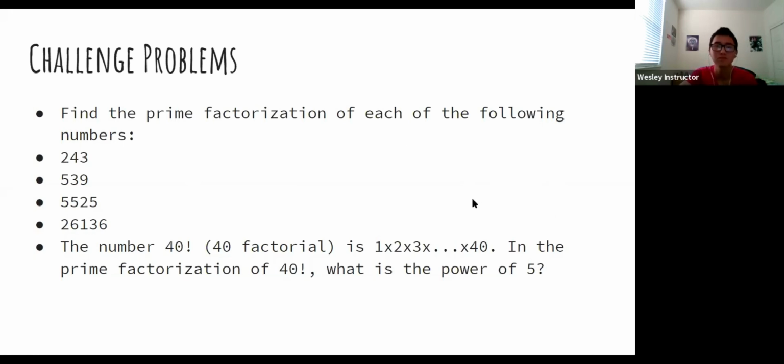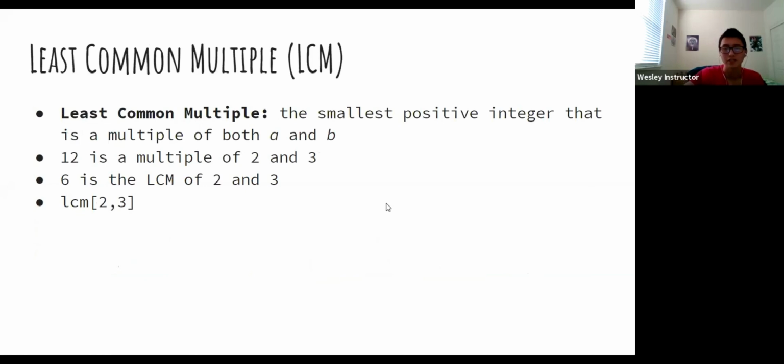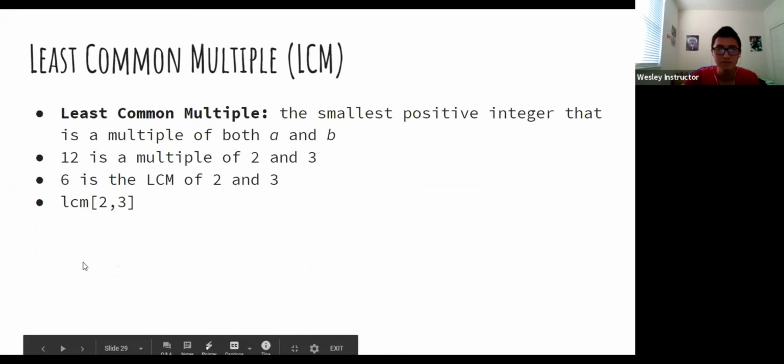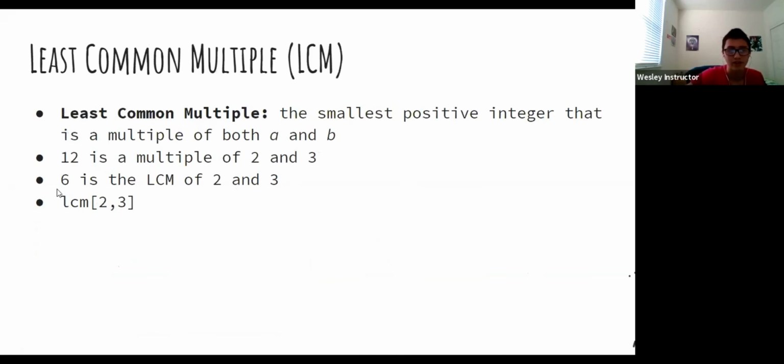Okay, we'll move on. All right, so LCM, least common multiple. This is the smallest positive integer that is a multiple of both A and B. So for example, 12 is a multiple of 2 and 3, but that is not the least common multiple. The answer is 6. 6 is the least common multiple of 2 and 3. And we write that as LCM brackets 2 and 3.